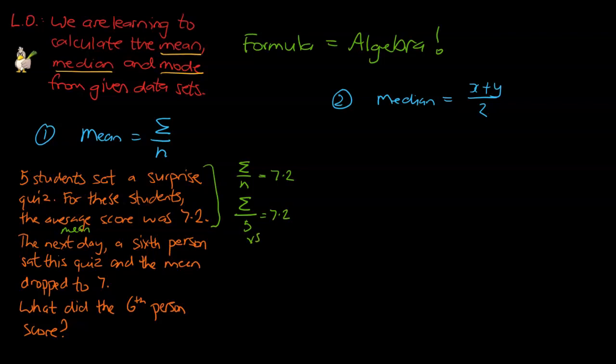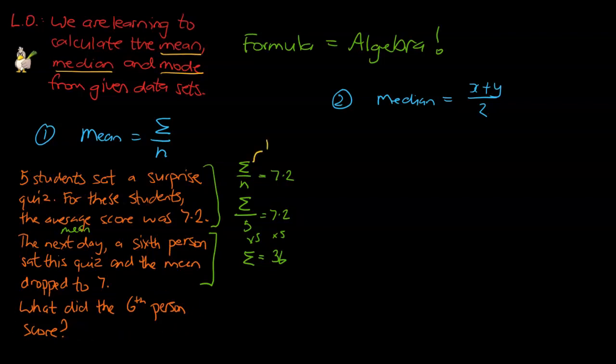So what we're going to do is go times 5 times 5. So that means the sum here was 36. We're now going to get on to the second bit of information about the 6th person sitting this. And this is when we're going to go back to our initial equation just to make some edits. So what's going to happen is the sum is going to increase by the score that the person got, and that's our unknown. That's what the equation's asked us for.